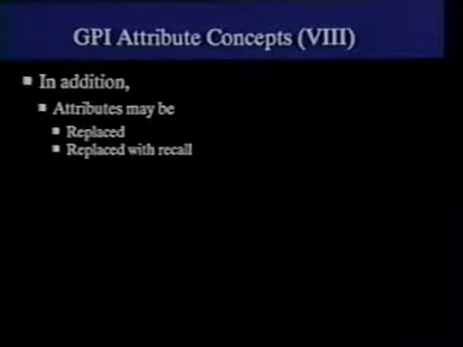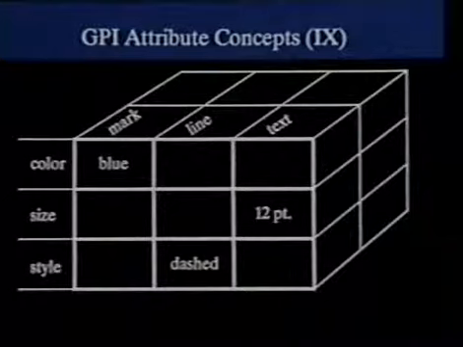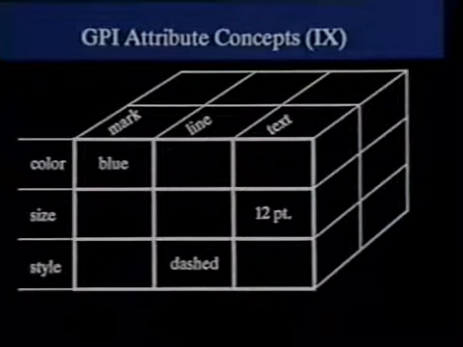In addition to the specifications above of what it is that you want a marker to look like, for example, or how you want text to look like, you can also either choose to replace these attributes so that you can recall them later, essentially push them on a stack, or you can overwrite the current attribute. In this case, what I've got is the current marker color is blue, the current line style is dashed, and the current size of text is 12 points.